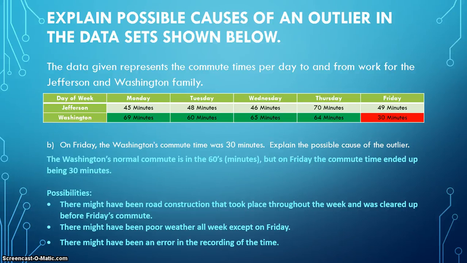Next, talking about Washington. Now, if we examine the data, we notice that his time ranges in the 60s, but on Friday it was 30. So, knowing this, his time got pretty much cut in half on Friday. So we got to think of possibilities there. There might have been road construction throughout the entire week that cleared up before Friday's commute, meaning that he was dealing with construction Monday, Tuesday, Wednesday, and Thursday, but not on Friday. There might have been poor weather all week, like bad weather on Monday, Tuesday, Wednesday, or Thursday, but it cleared up on Friday, so he had good weather. Or there might have been an error in the recording of the time, all of which are possibilities for Part B.